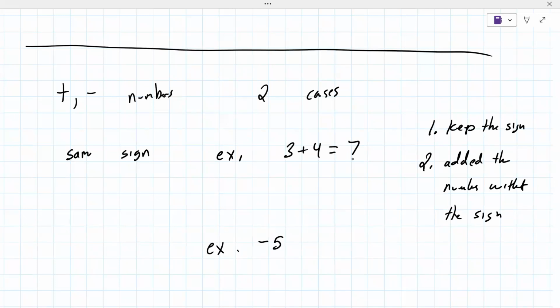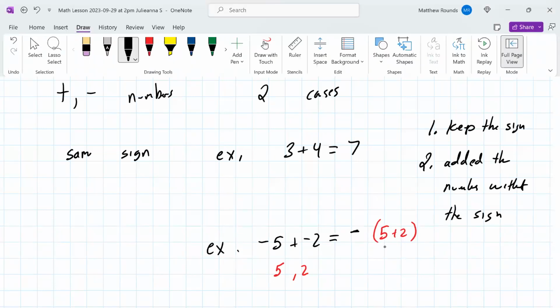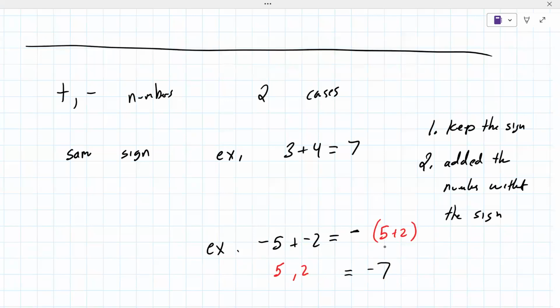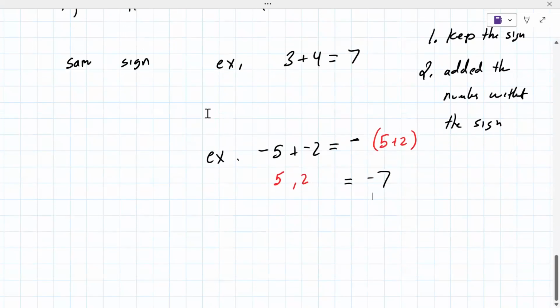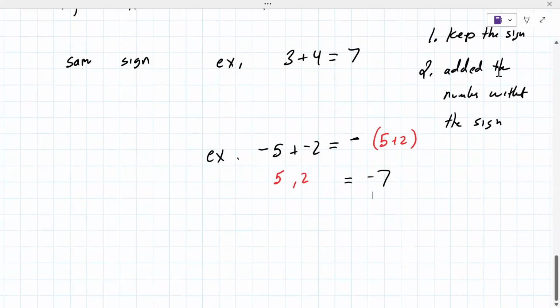So here's why it matters. What is -5 plus -2? Positive 7? Well, you keep the sign. Are they both negative? Yes. So the answer is negative, and then you add the numbers without the sign. So you look at that as 5 and 2 without the sign. What is 5 plus 2? It is 7. So the final answer is -7.